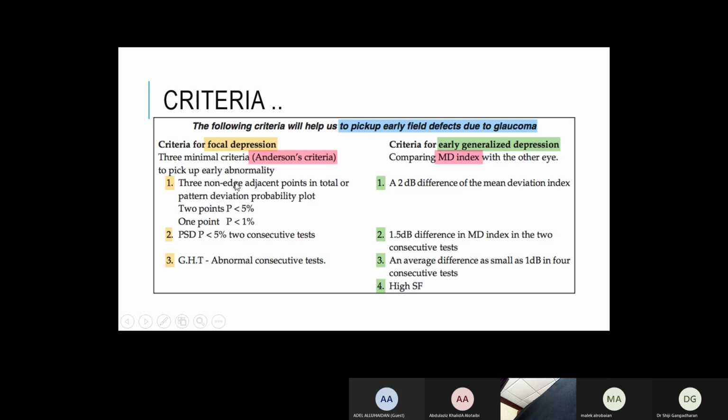For focal defects, we need 3 non-adjacent points in the pattern deviation probability plots, with two of them having less than 5%, or 1 point having less than 1%, or having a high pattern standard deviation, or an abnormal glaucoma hemifield test. For generalized defects, we can compare the mean deviation between both eyes. We need a 2 decibel difference in the mean deviation index, or a 1.5 decibel difference in 2 consecutive tests, or an average difference as small as 1 decibel in 4 consecutive tests, and or high short-term fluctuation.